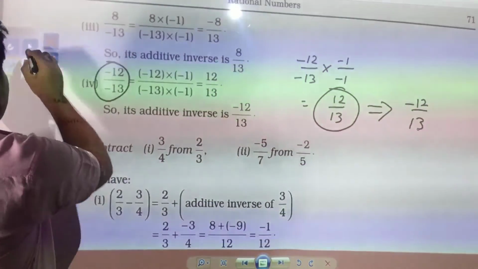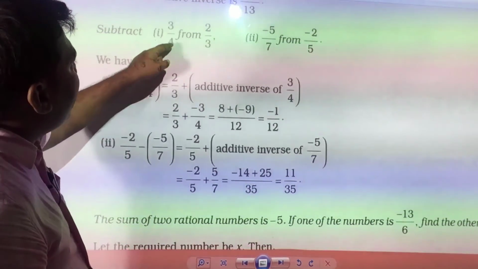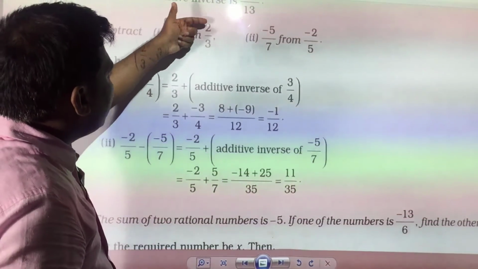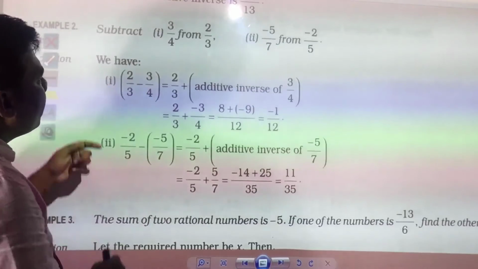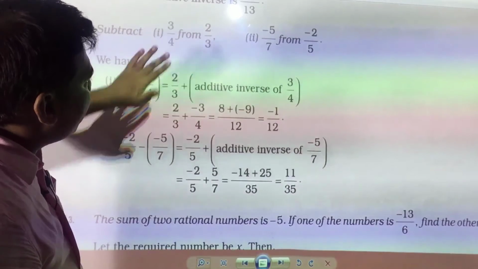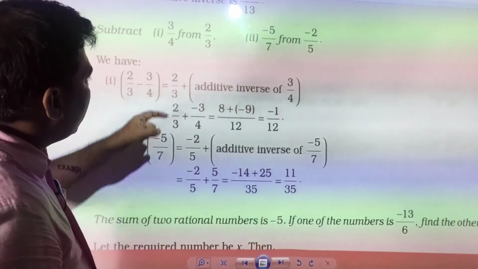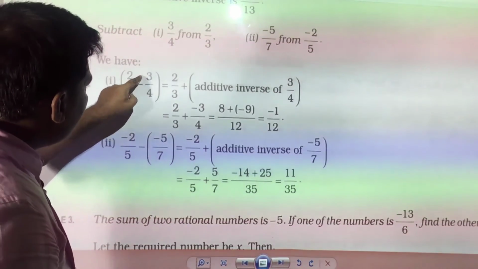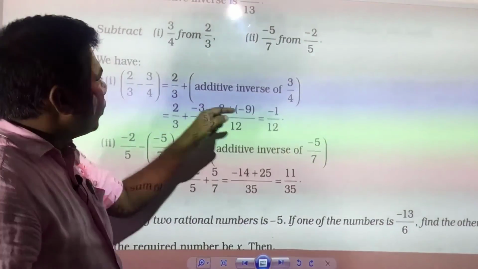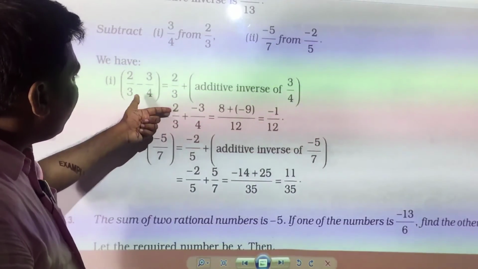And then you see you need to subtract 3 by 4 from 2 by 3. What is required to be done? Here you see from 2 by 3 you are subtracting 3 by 4. So, we will write 2 by 3 minus 3 by 4, or this can be written as 2 by 3 plus minus 3 by 4. This minus 3 by 4 is what? This is the additive inverse of 3 by 4. So, we will write 2 by 3 plus the additive inverse of 3 by 4.